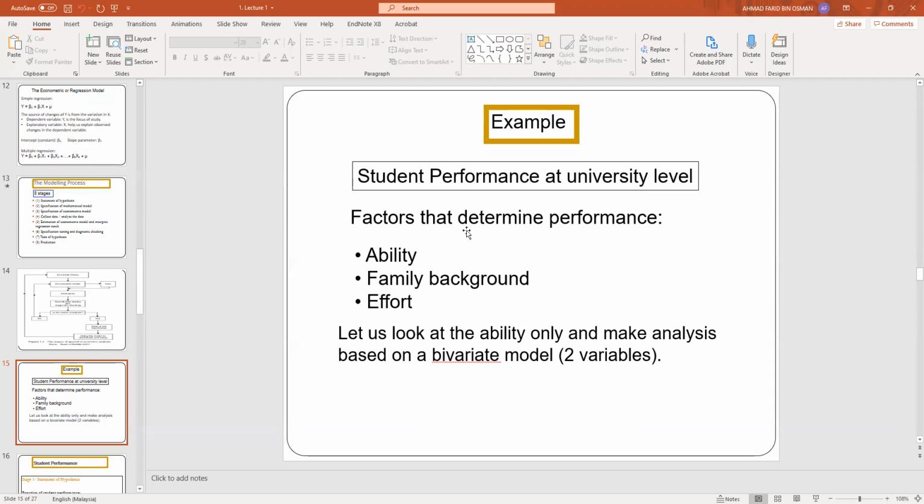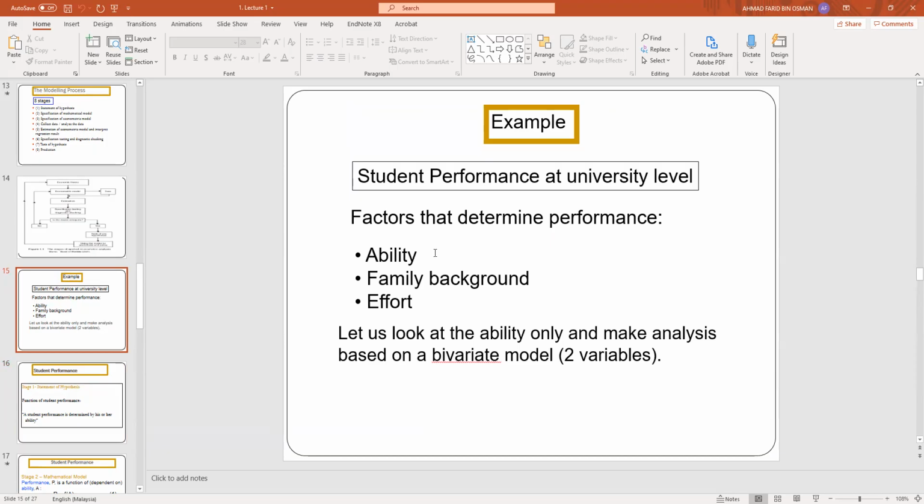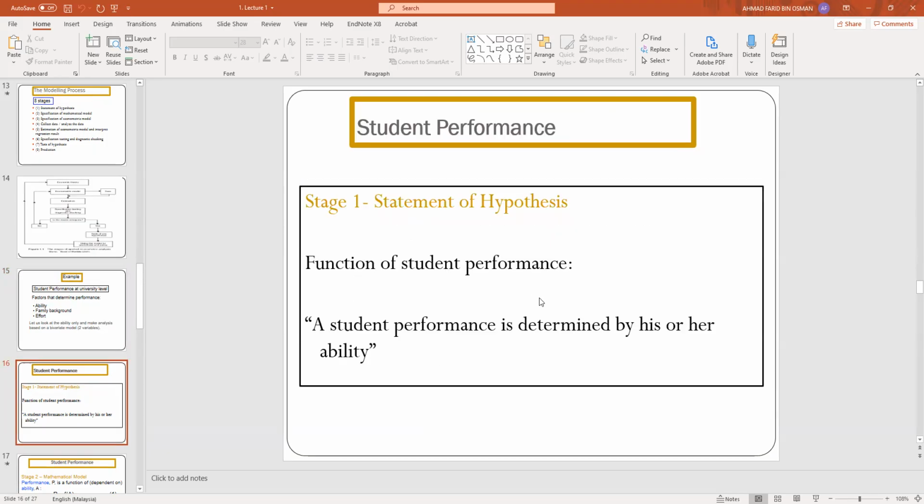However, for this example, we just consider a simple regression model, meaning that we only have one explanatory variable. So in this case, let us look at ability only and make the analysis based on a bivariate model. We call it a 2 variable, or simple regression. So for stage 1, the first step, what you need to do is state the hypothesis. Let's say student performance is determined by his or her ability. So we consider only one explanatory variable.